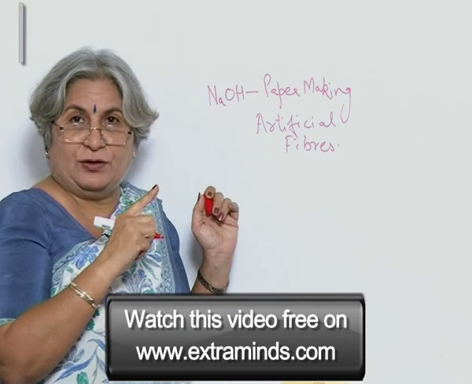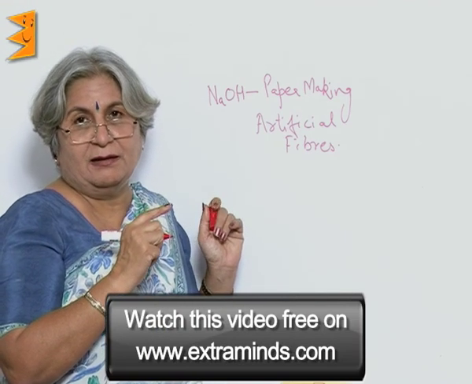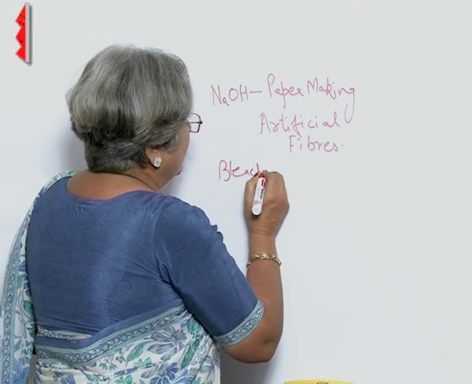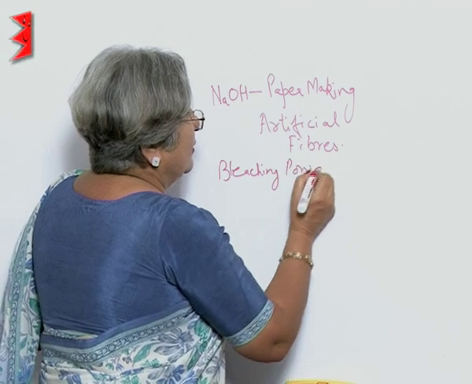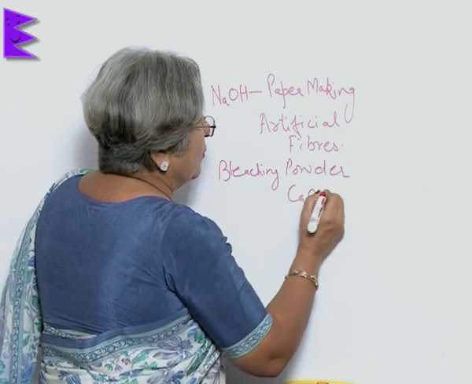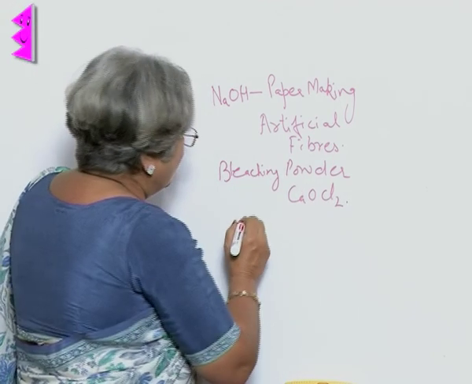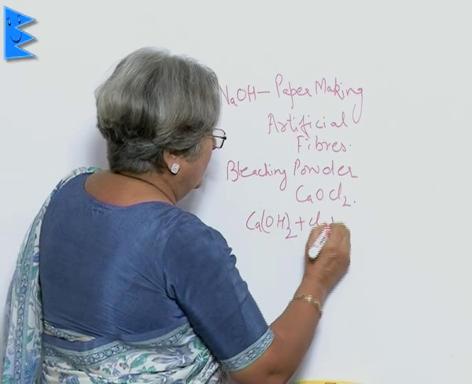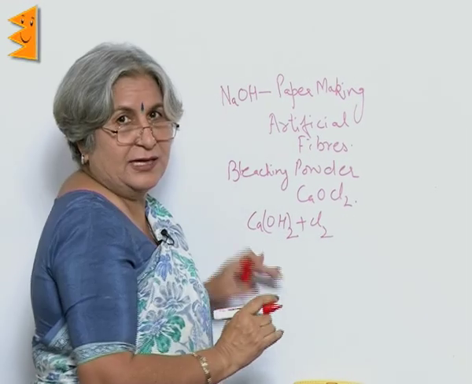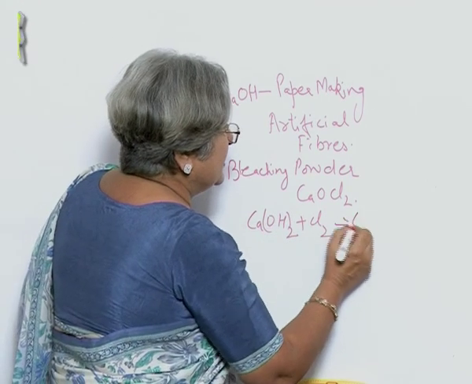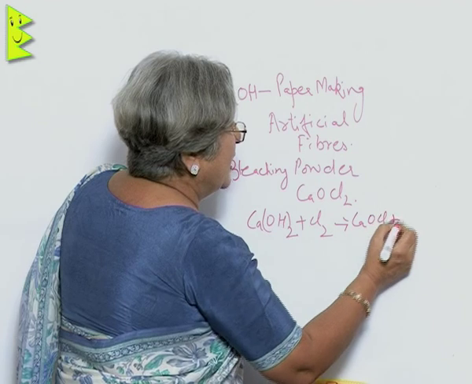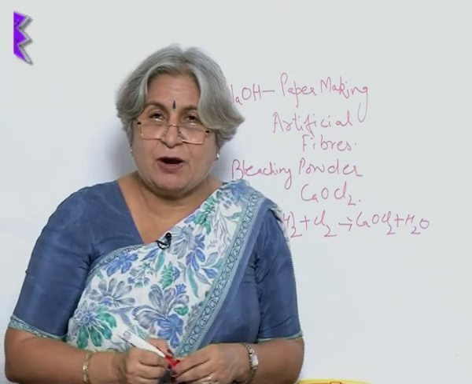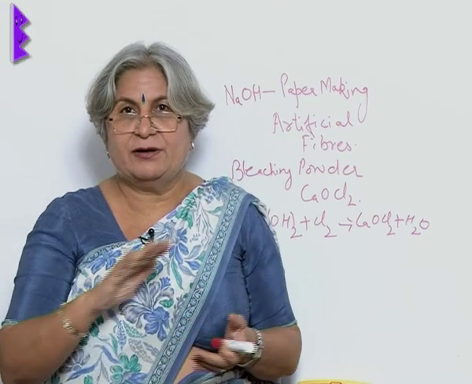So, now going back to chlorine, chlorine is used for making bleaching powder. What is bleaching powder? Bleaching powder is CaOCl2. So, when chlorine is passed through calcium hydroxide, that is lime water, what we get is CaOCl2 plus H2O. So, this is the bleaching powder, and bleaching powder has this property that it can remove color.